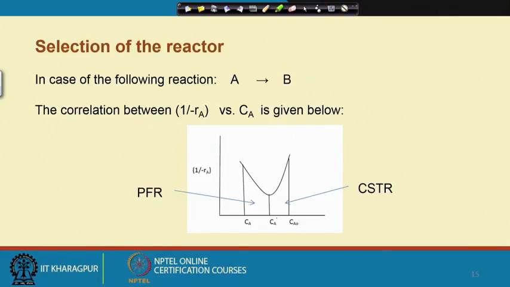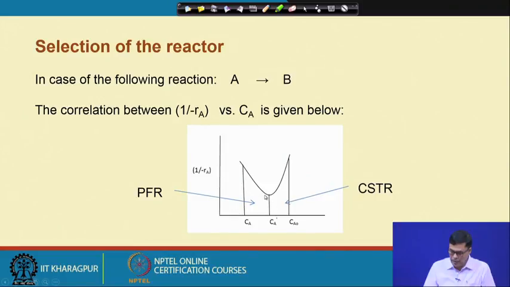Now, here I have given an example. Suppose, how do we select the reactor? Suppose there is a reaction A to B and you have a correlation of 1 by R A versus C A like this. So, I have identified two different zones, this zone and this zone. Now, here you can clearly find the area under this curve, this will be tau CSTR. Am I right? This is tau CSTR. And here the total area will be tau plug flow reactor.